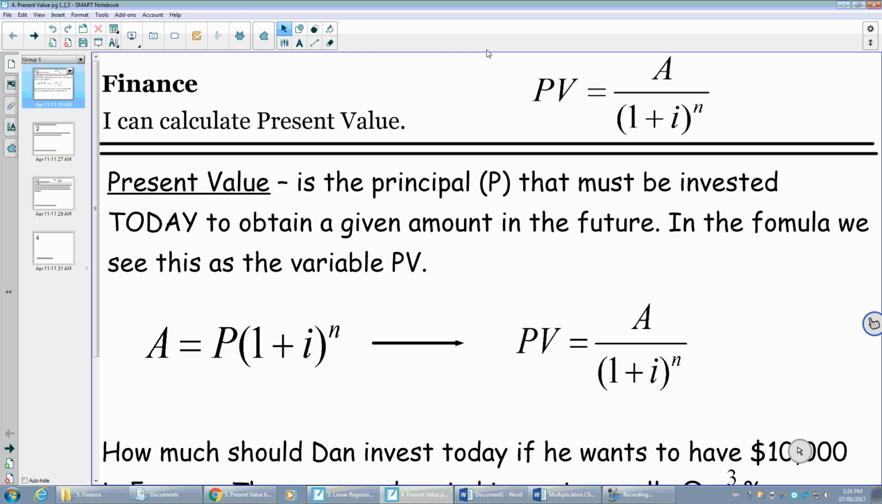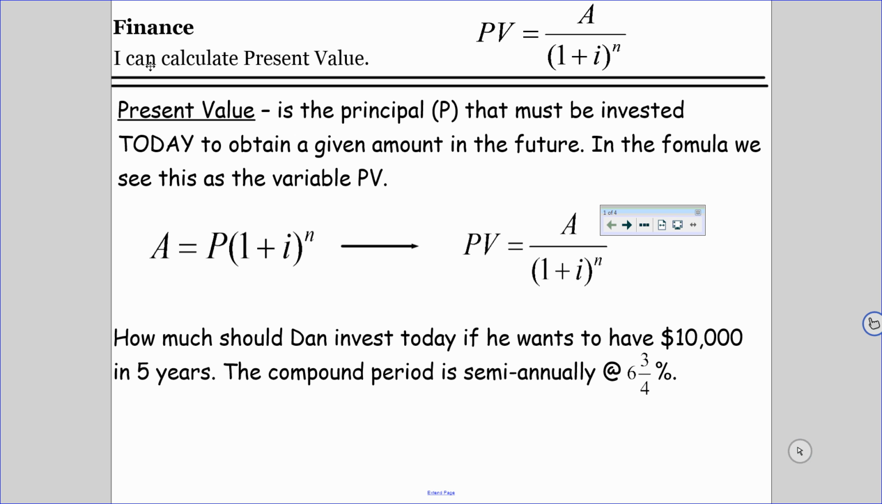We're now going to look at another formula, which is pretty similar to the formula that we've been using. It's called the present value formula. So it gives you a definition here. Present value is the principal P that must be invested today, so right now, to obtain the given amount in the future. In the formula, we see this as a variable called PV. So again, we're no longer calling it the principal, we're calling it the present value.